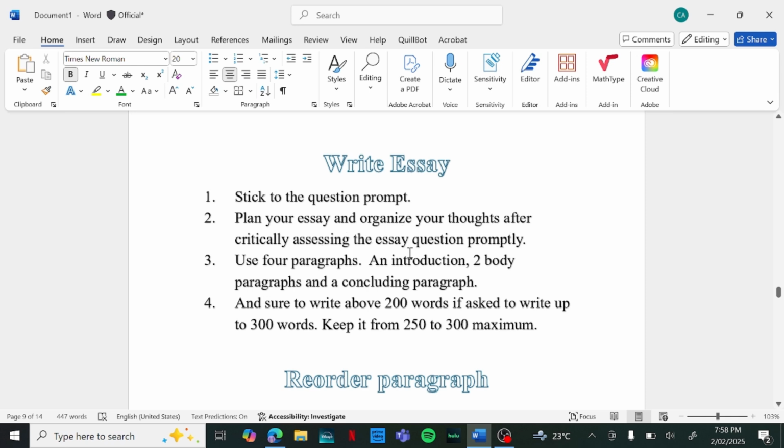By revise, they mean revision, like go over it and make sure that your spelling and everything is correct before you submit. That's what they mean. So stick to the question prompt. Don't do anything outside the question prompt. Whatever they ask you to do is what you should be doing.